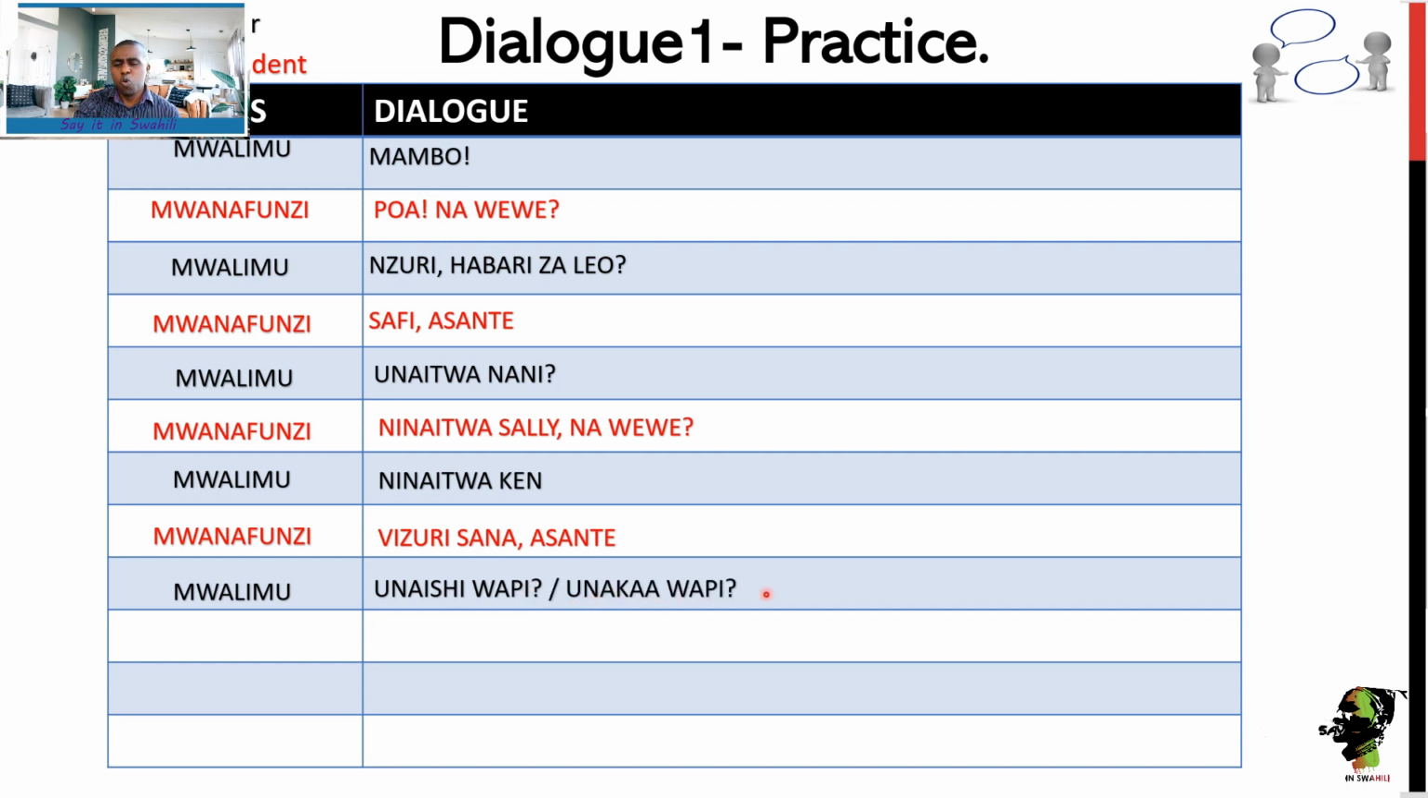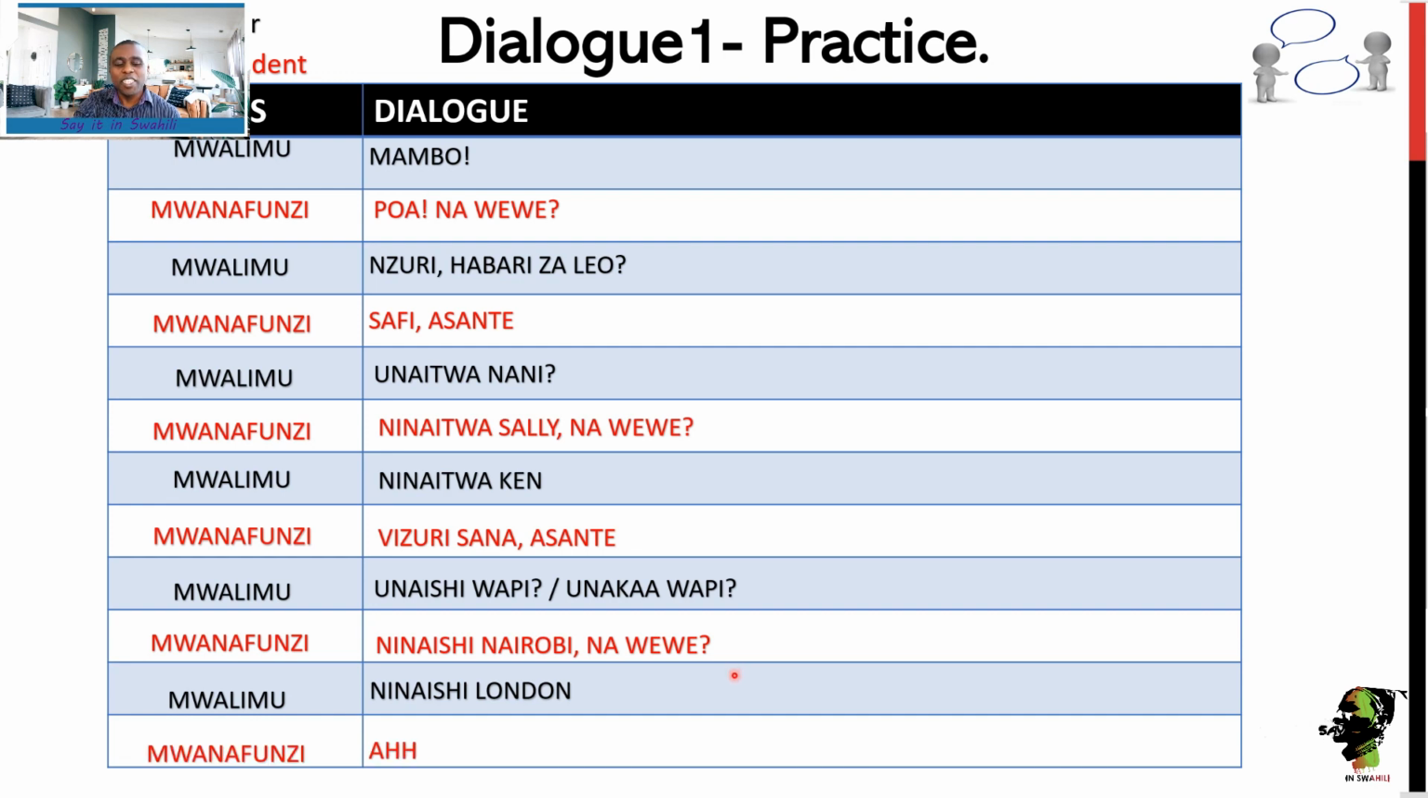Mwalimu comes again and says, Unaishi wapi? Or unakaa wapi? You, it's your turn. Ninaishi Nairobi. Na wewe? Ninaishi London. Your turn. Vizuri sana. Kwaheri.